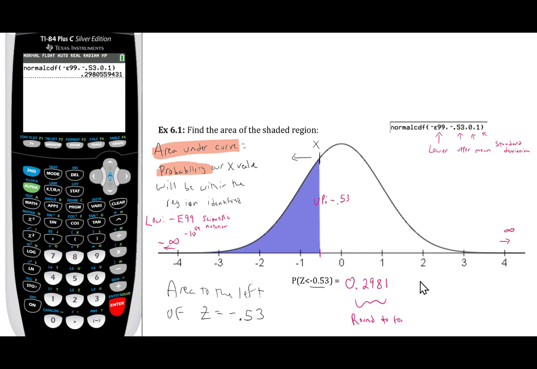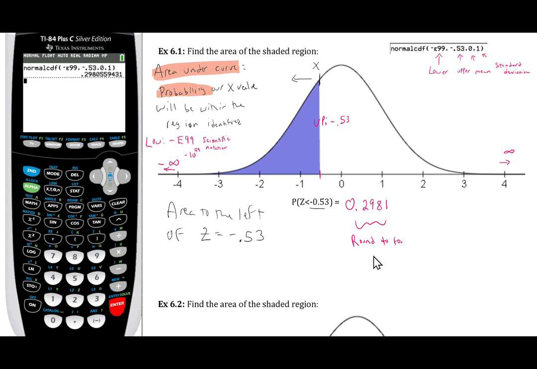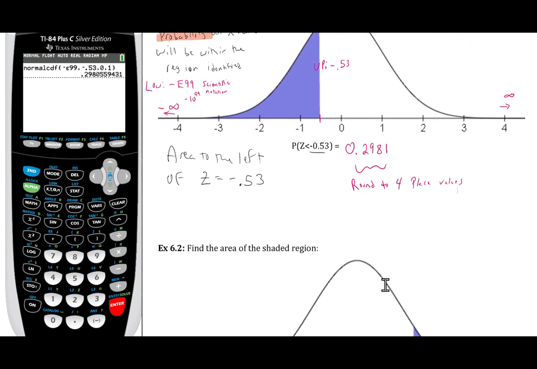Let's see if I can move my screen a little bit. Round to 4 place values. There we go. All right, so that's one example. Let's look at another example.